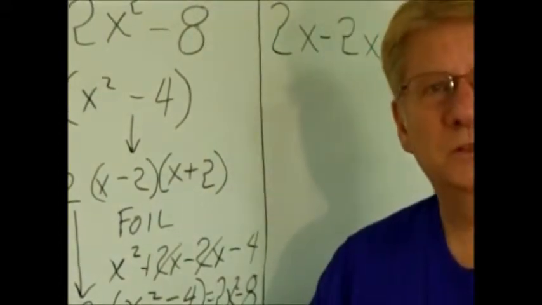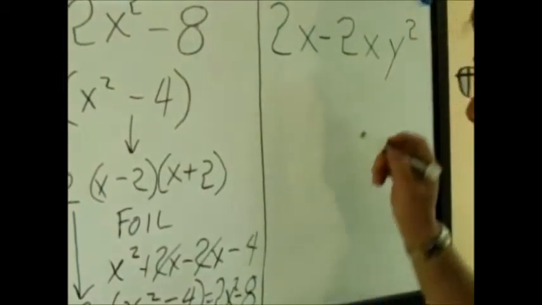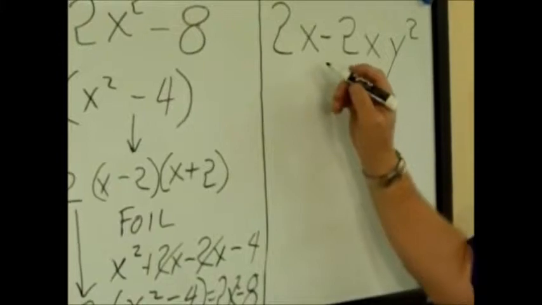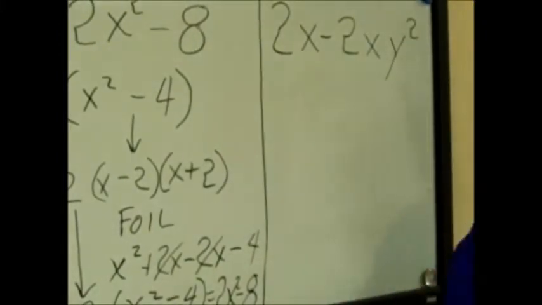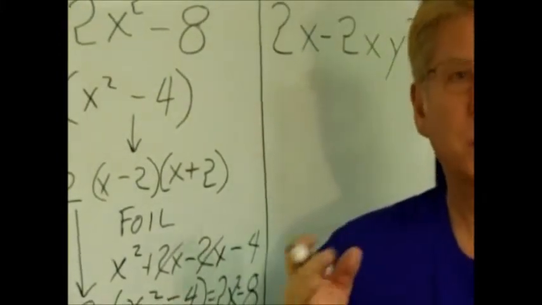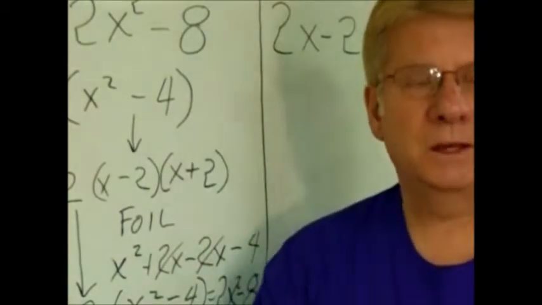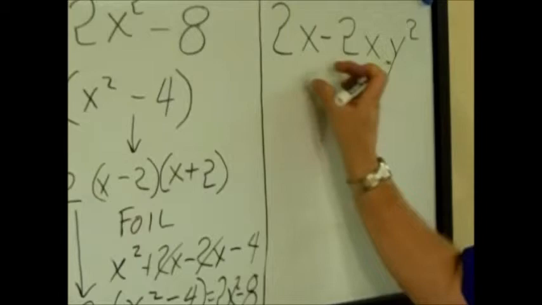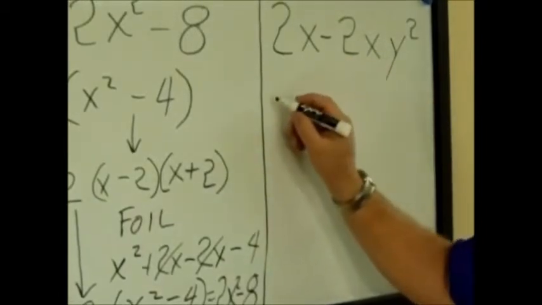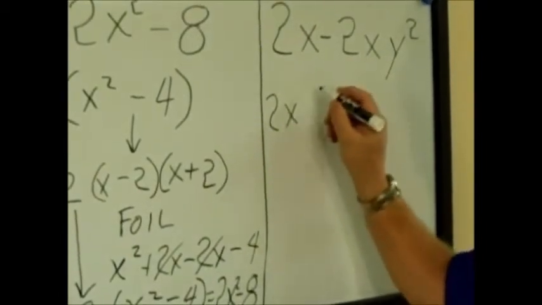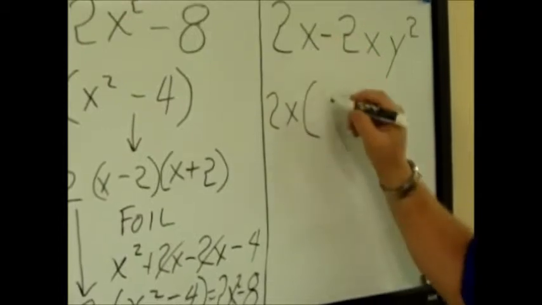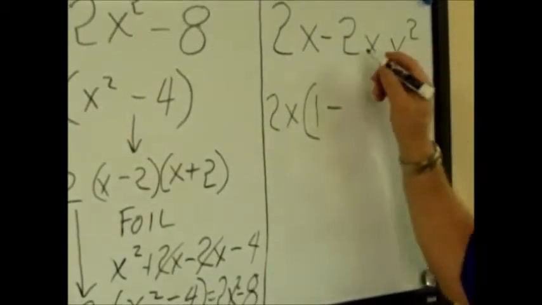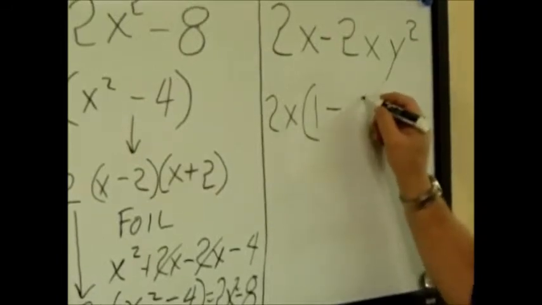Okay, now we're going to try a second example. Now if we look at this one, the first thing I always do when I'm factoring is see, is there any common factor in each term? And I cancel that out. So in this case, I see that 2x is common to both terms. So I can pull 2x out, and I'm left with 2x divided by 2x is 1. 2xy squared divided by 2x leaves us with y squared.